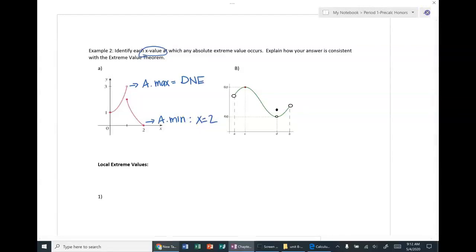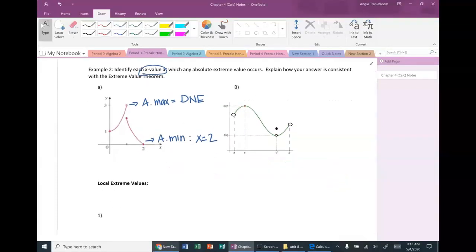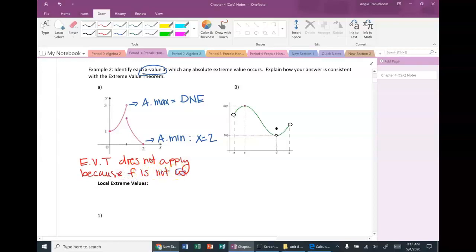Now the next part is important. It says, explain how your answer is consistent with the extreme value theorem. Remember, the extreme value theorem said it has to be continuous on the closed interval. Well, this function is not continuous. That's why an absolute max doesn't exist. If it is continuous and both endpoints are closed, then you will definitely have a min and max. So the extreme value theorem does not apply because f is not continuous.